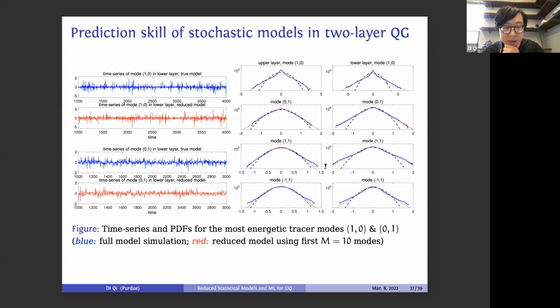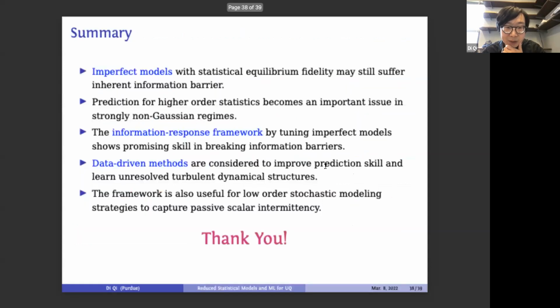So still, this is a first test case, and the next question is whether we can generalize it into a more general framework and also add machine learning tools to these higher-dimensional, more practical models.